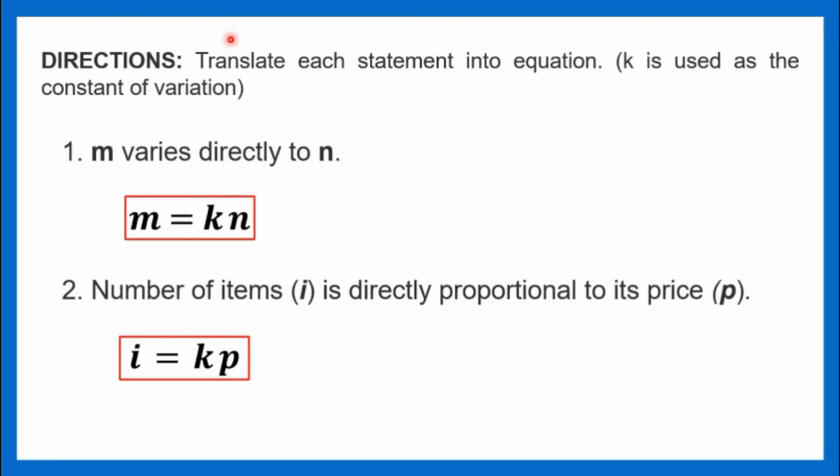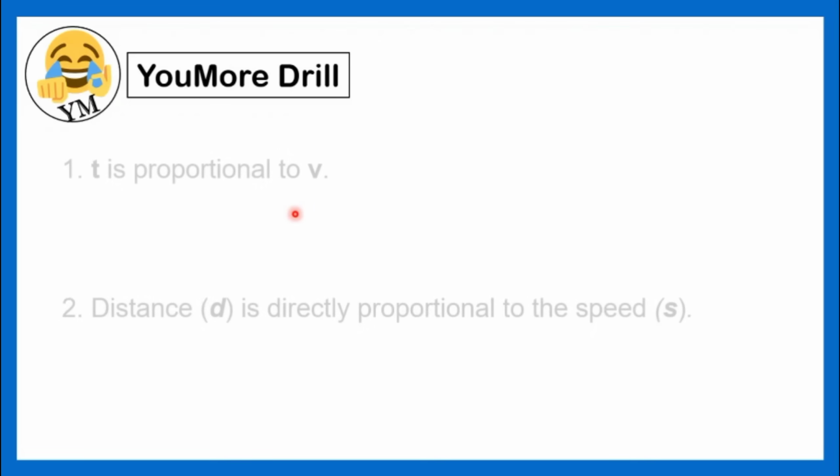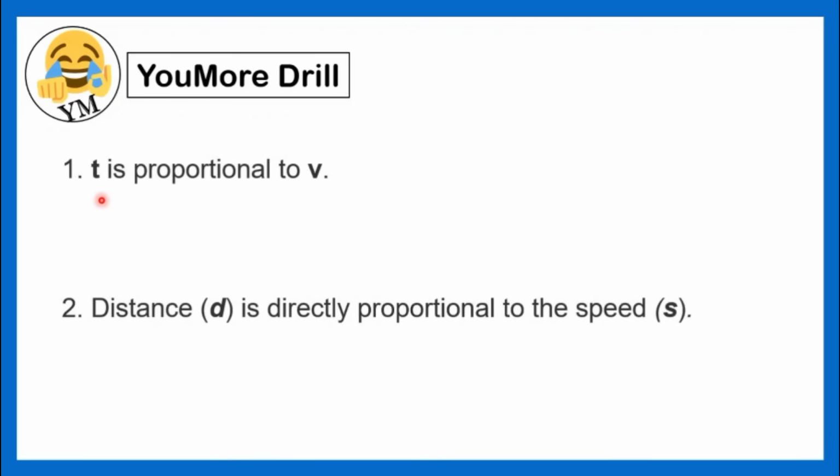Ito ay translation. So we'll have right away the humor drill. So it's your time naman to translate this. So let's have our early humor drill. Dito, 3 humor drill ang pagdadaanan natin. Translate this: T is proportional to V. Distance is directly proportional to the speed.